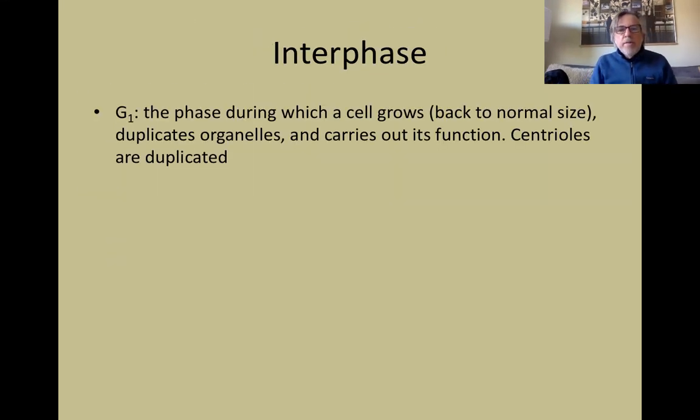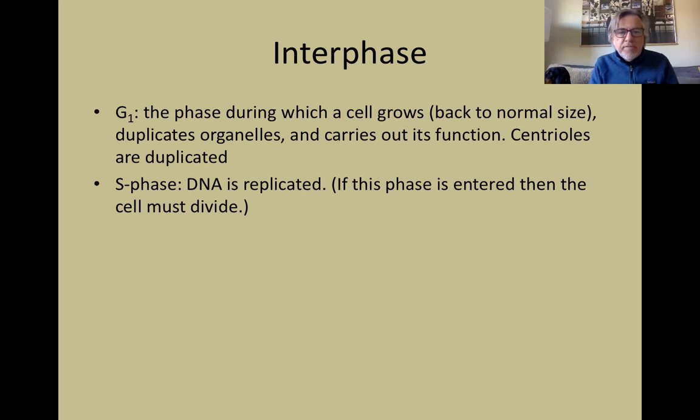In G1, the cell actually grows back to normal size. So the daughter cells are about half the size of the original cell. So now G1 is concerned with growing the cell back to normal size, creating new organelles, and the cell, of course, has to live during that time.